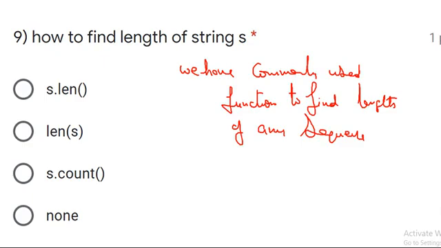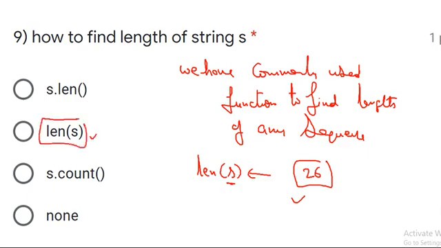So if you want to find the length of a string, you simply write length of, and pass your sequence object into the length function. It returns 26 as the length of the string. Why? Because there are 26 alphabets, so the answer will be 26. What is the output for length of s? What value does it return? It returns 26.